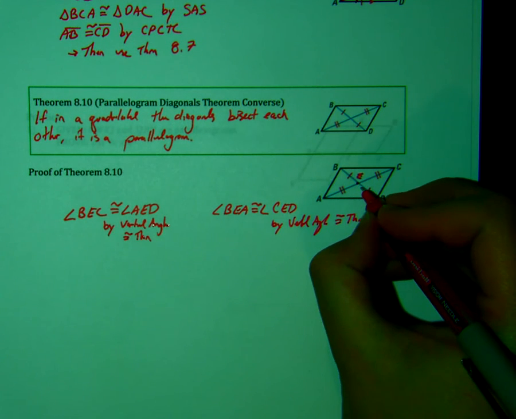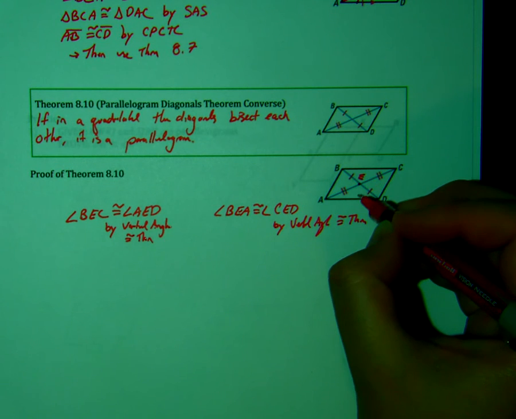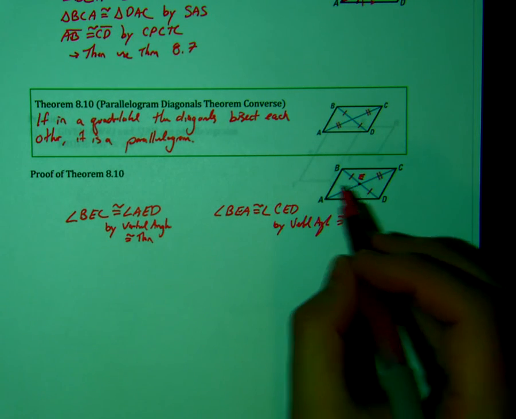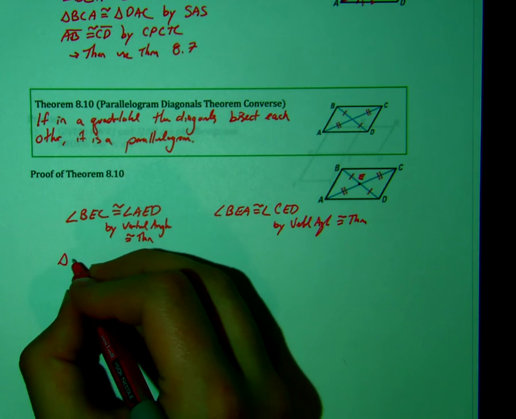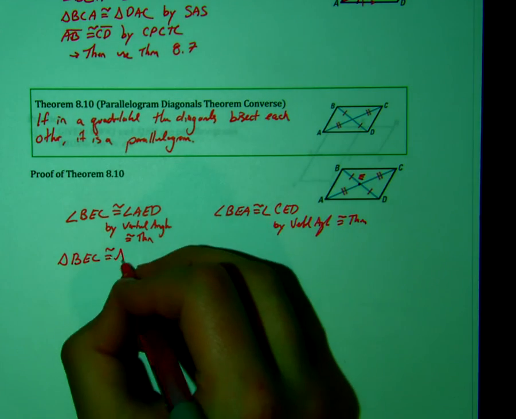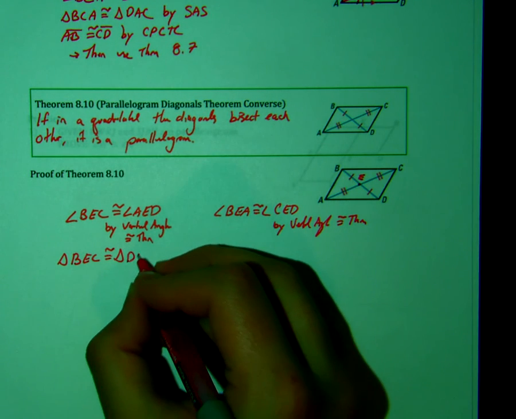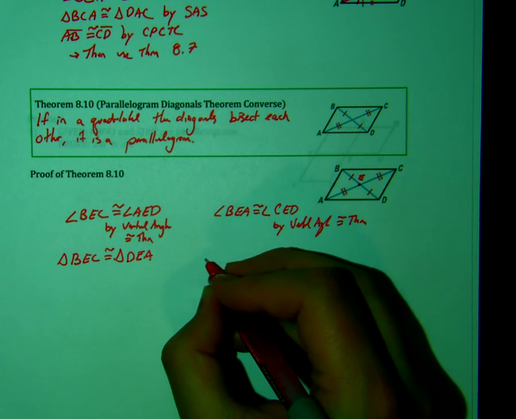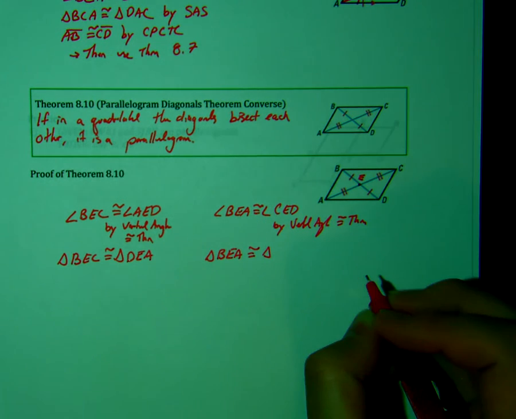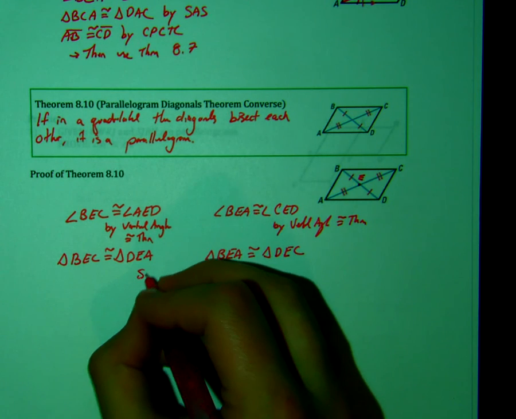Okay, so that gives us these. I'm not going to mark them because it's going to get a little crowded in here, but that gives you this pair of vertical angles that are congruent, this pair that are congruent, and now this gives us the information to prove that we have two pairs of congruent triangles. So triangle BEC is congruent to triangle DEA. Be careful with the order. And we have triangle BEA is congruent to triangle DEC, and these are both by side angle side.